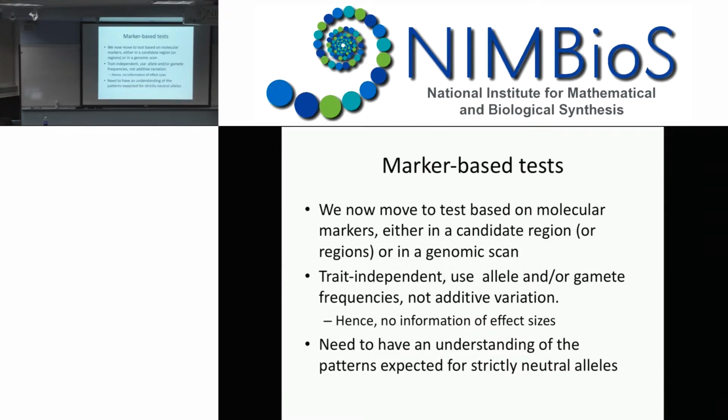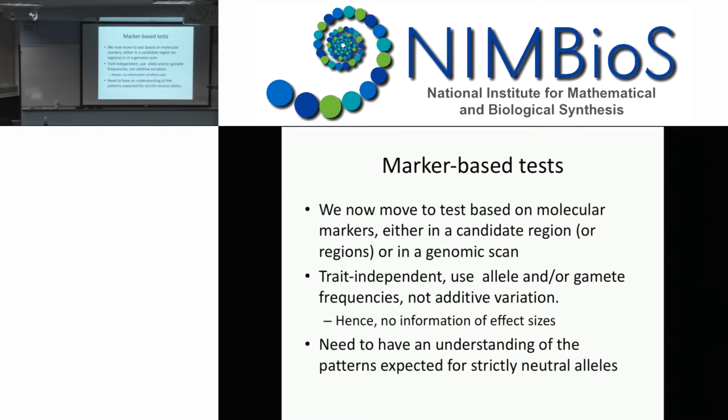So as we move to tests based upon molecular markers, either in a candidate region, where I specify a gene, for example, I think hemoglobin beta is under selection, or a genomic scan, where I have no idea what's going on, so let's scan the entire genome. Historically, the tests have moved from locus specific, because they were hard to get information on a lot of stuff, to now genome-wide scans.